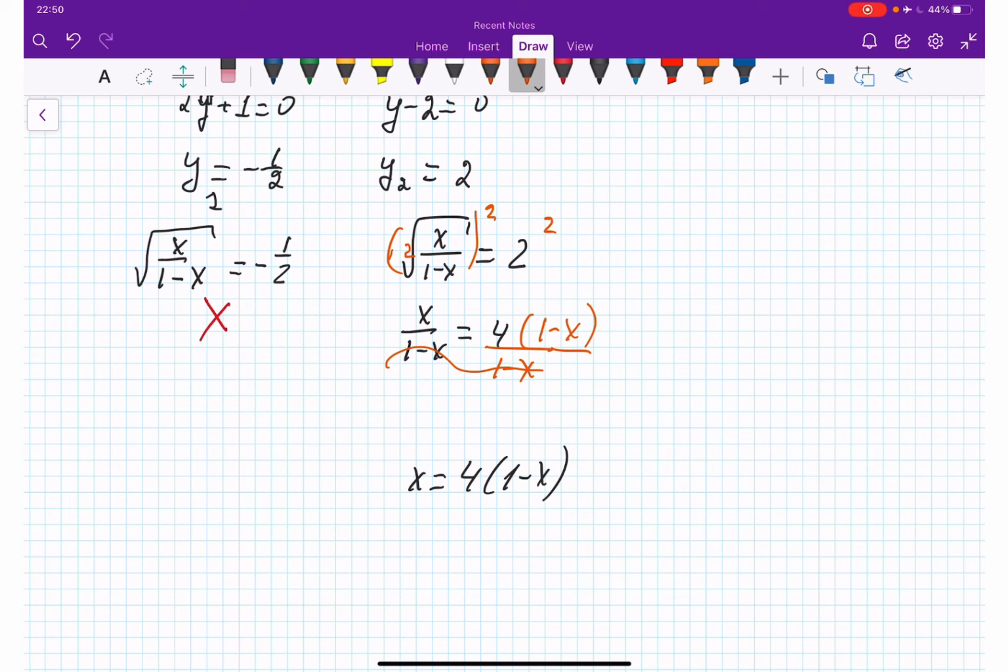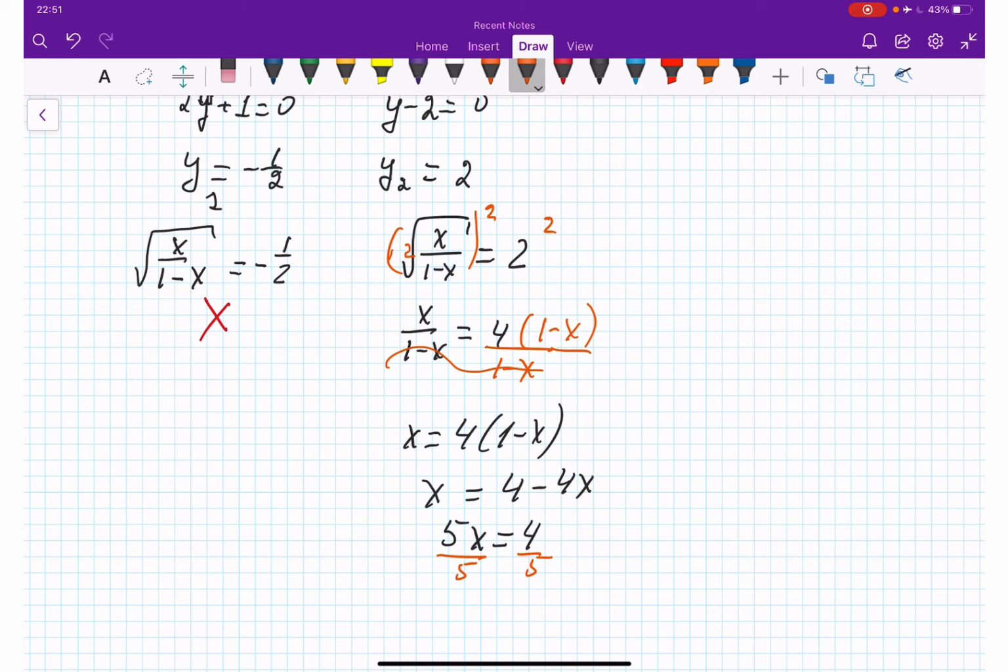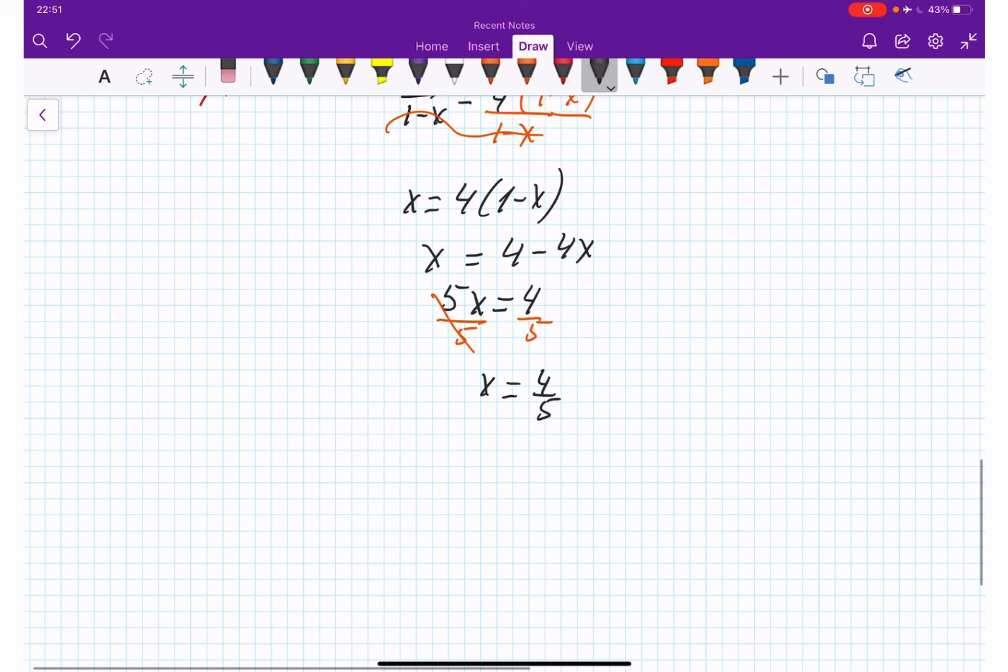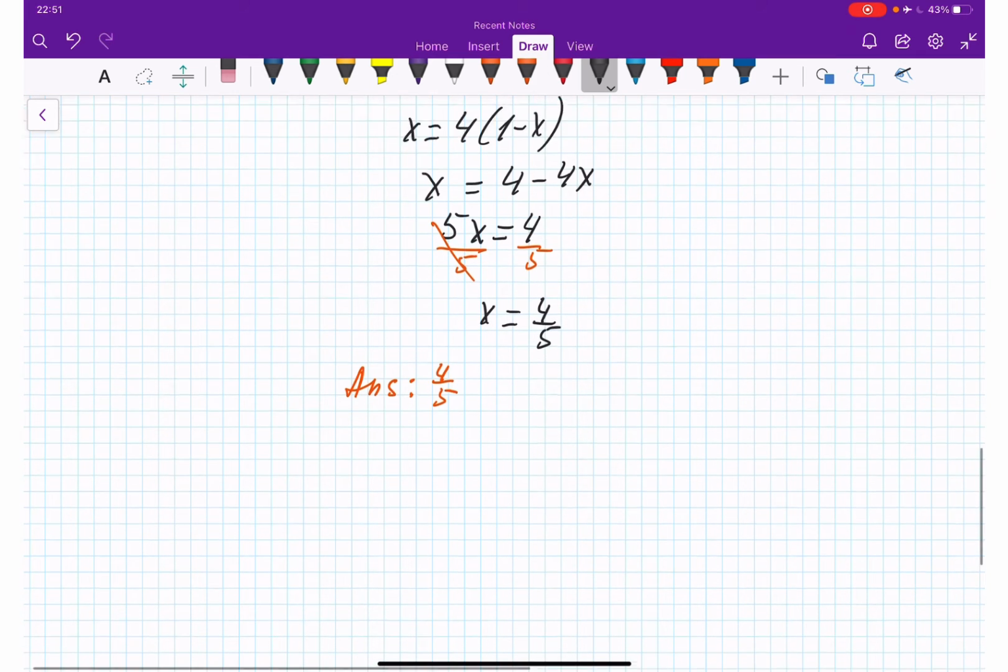So x is equal from here. Let me see, move this up. x is equal 4 minus 4x, and 5x is equal 4, and dividing by 5 here, dividing by 5 here, and we are getting x is equal 4/5, which means the answer is 4/5. Okay, next one, question number 3.